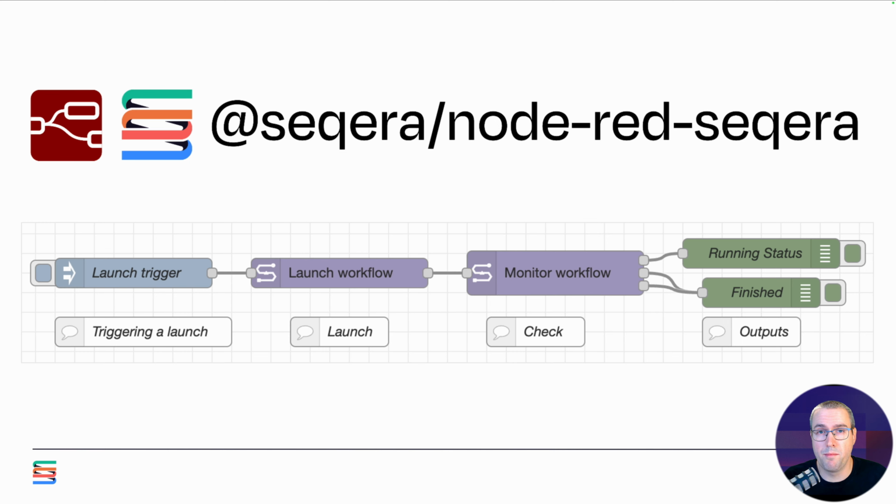A very simple example of this is shown here, where you could trigger a workflow, launch it, and then monitor it, and when that pipeline is finished, send off different events. In this case, just some debug messages, but you get the impression you can see from a workflow what's happening.